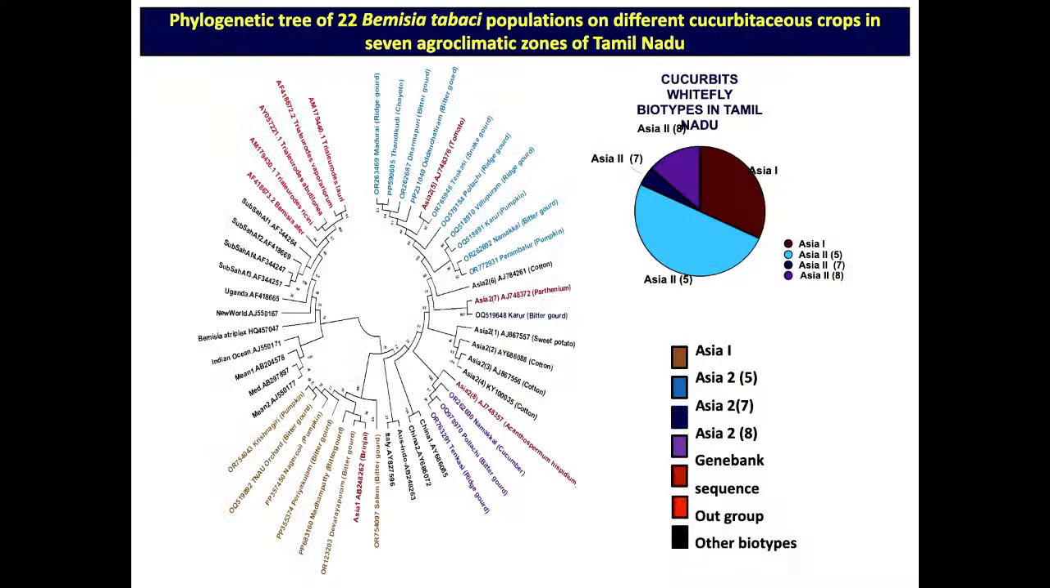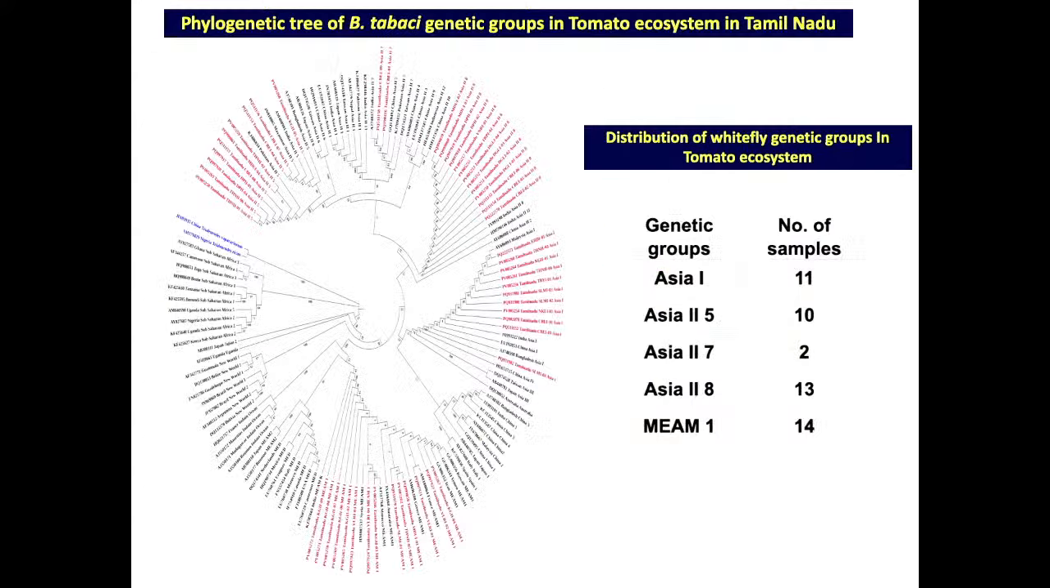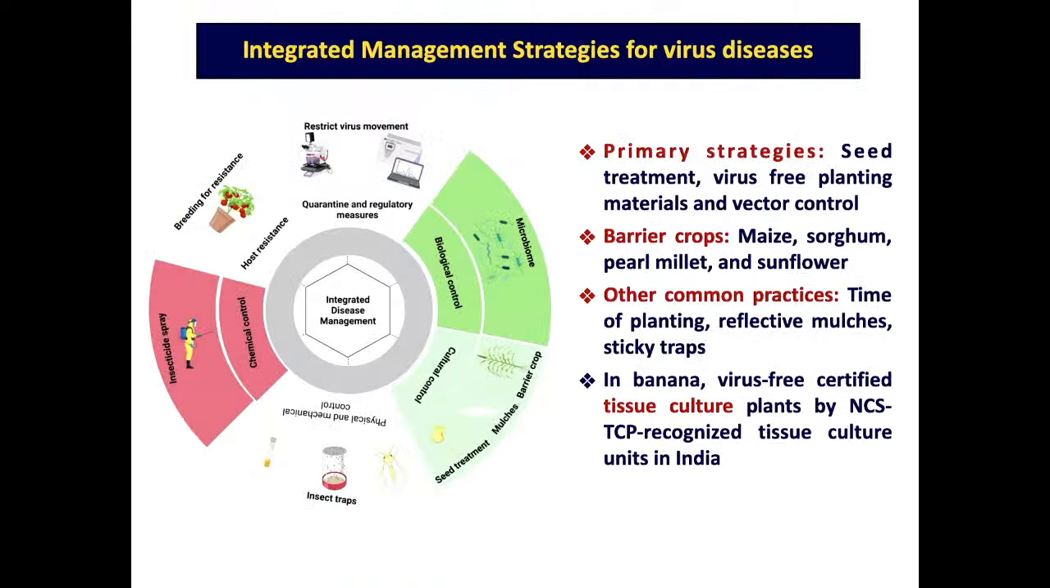So this is the grouping, and here you can see Asia II 5 has a very, very big range when compared to the other types. And in the cassava ecosystem, especially in Salem, Namakkal and other major growing areas, we get only one group, Asia 1, not other groups. Regarding management, we have good options, integrated management, starting from resistant varieties.